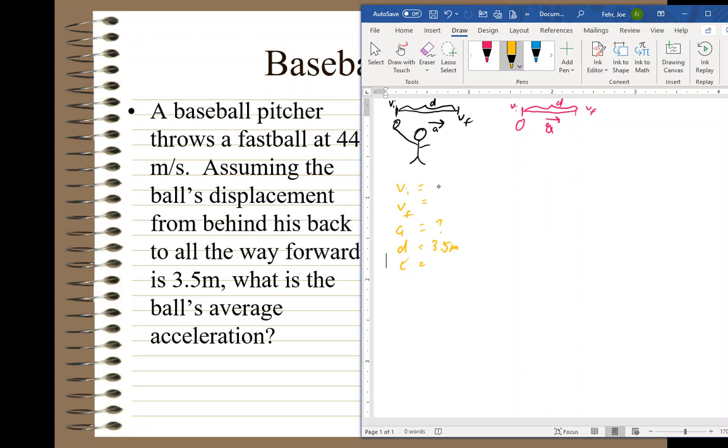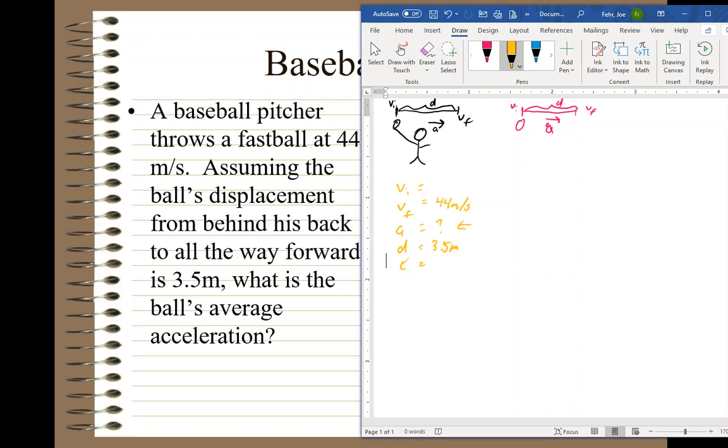It says baseball pitcher throws a fastball at 44 meters per second. So it seems to me that the pitcher is trying to get it up to 44 meters per second. So that would be the final velocity, right? Guess we didn't have the initial velocity after all. Oh no, we only have two variables, and this is our unknown. You told us that we would always have three givens, and we'd be looking for one unknown, and that we wouldn't care about the fifth one, right?